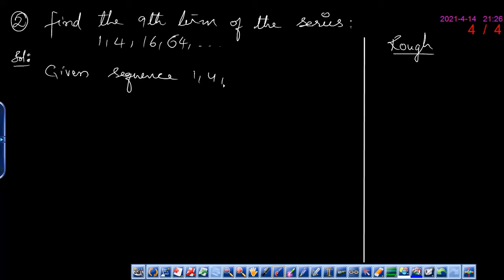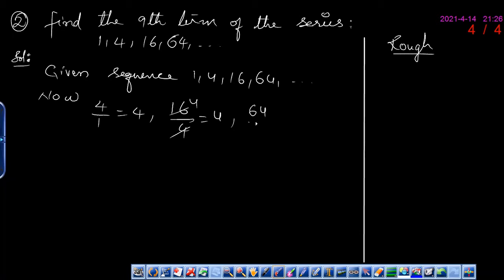So T2 by T1, T3 by T2, T4 by T3. Let me write: 4 by 1 is equal to 4. 16 by 4 is equal to 4. 64 divided by 16 is equal to 4. So the common ratio is equal to 4.